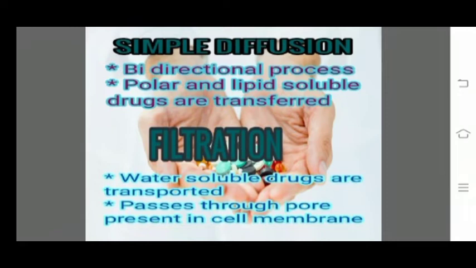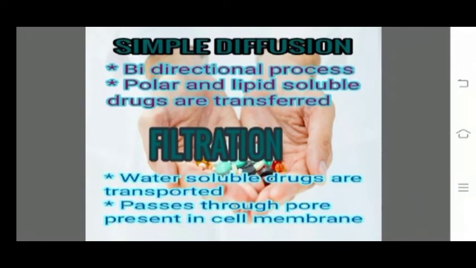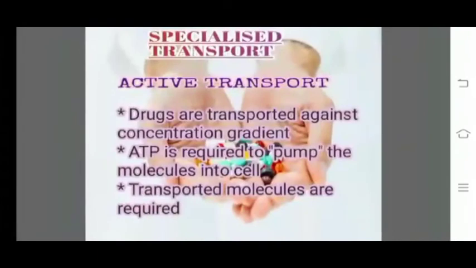So in the above two types, simple diffusion and filtration, we see that no helping particle is required. Next, let's talk about specialized transport or carrier mediated transport. Suppose someone can go from one place to another by walking. Basically, he will use a carrier like a bike, bus or train. Same here. If drugs can't pass through the cell membrane, then a protein molecule present in the cell membrane or outside the cell membrane is used as a transporter.